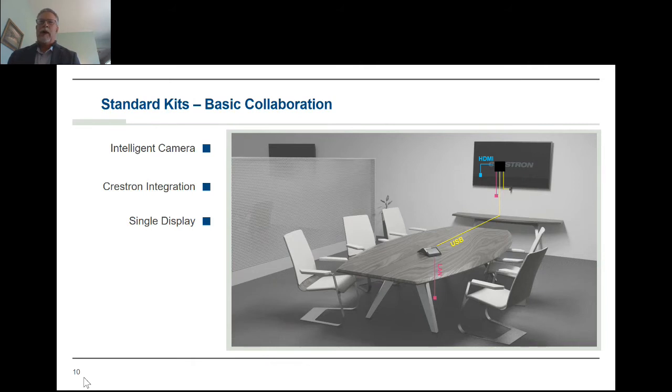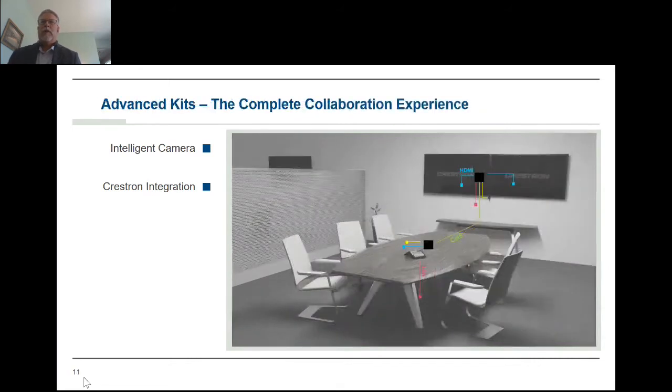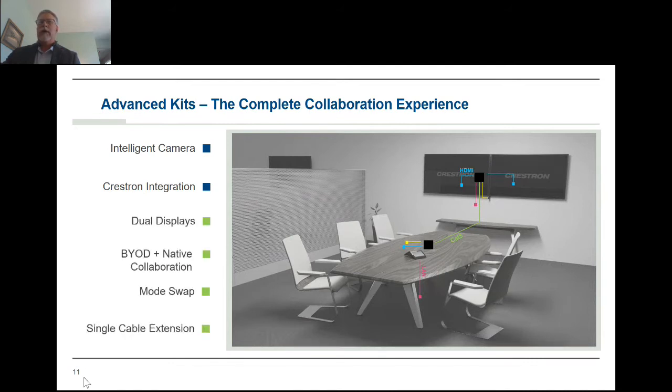This is just a little wiring diagram, shows you USB from the Mercury up to the UC engine behind your display. Simple little configuration. Our advanced kits, intelligent camera, same integration, so we can do page flips and control other things within your room. These did add dual display, but that's still a feature. You can do dual display with our advanced kits.